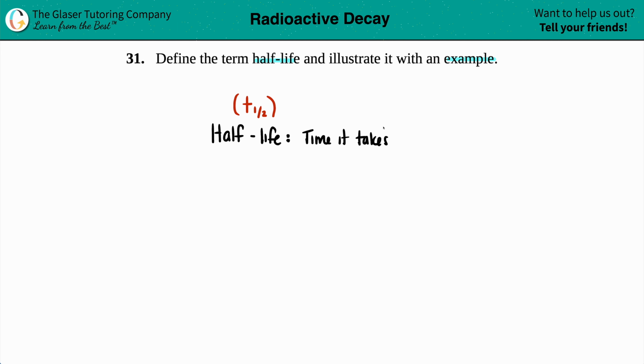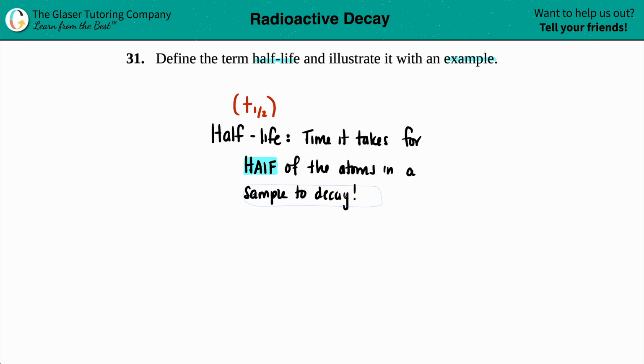But in general, a half-life is the time it takes for half of the atoms in a sample to decay or break down. So it's the amount of time that it takes for half of the sample to simply turn into something else. It breaks down, it decays, but that's basically what a half-life is.